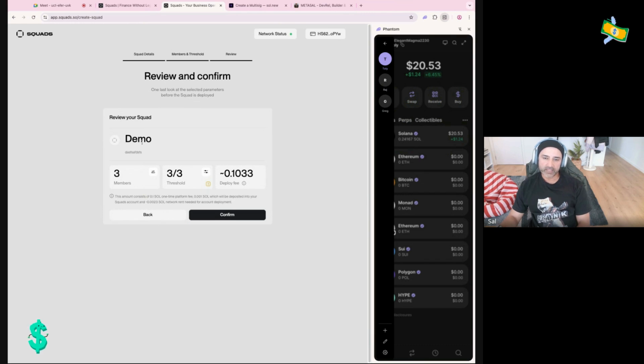We've got the name, demo, 3 members, 3 threshold, and a deployment fee of about 0.1 Solana, which equates to probably $8 right now, right? So not bad to permissionlessly create a treasury on Solana for under $10, right? I confirm that.